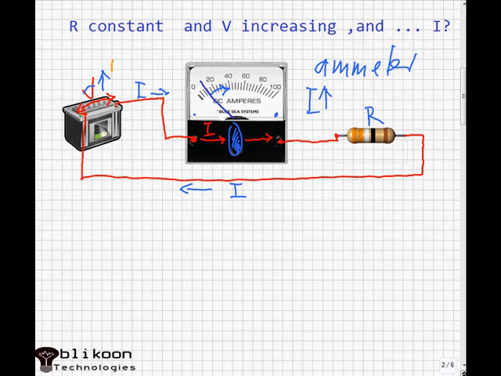If we increase voltage again, our needle is going to move more to the right, meaning that current has increased. From this analysis, we understand that an increase in voltage results in more current flowing in the circuit.